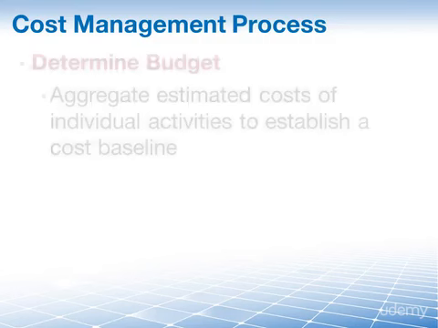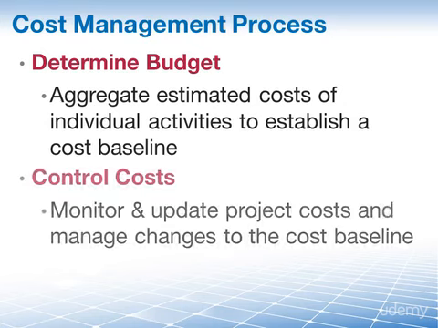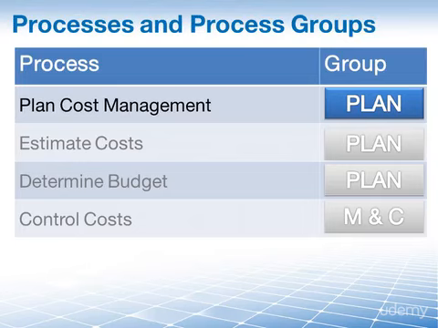Then we're going to move on and determine a budget. That's the process of aggregating the estimated costs of individual activities or work packages to establish an authorized cost baseline. And now that we have this authorized cost baseline and people start working and money is being expended, of course we want to control our costs as well. And this is the process of monitoring the status of the project to update the project costs and managing changes to the cost baseline. And here is how these four processes fall within the process groups.